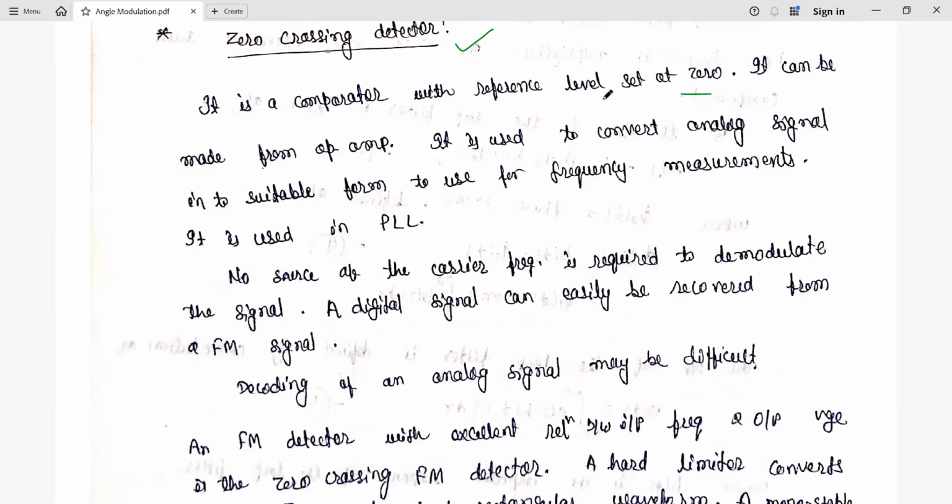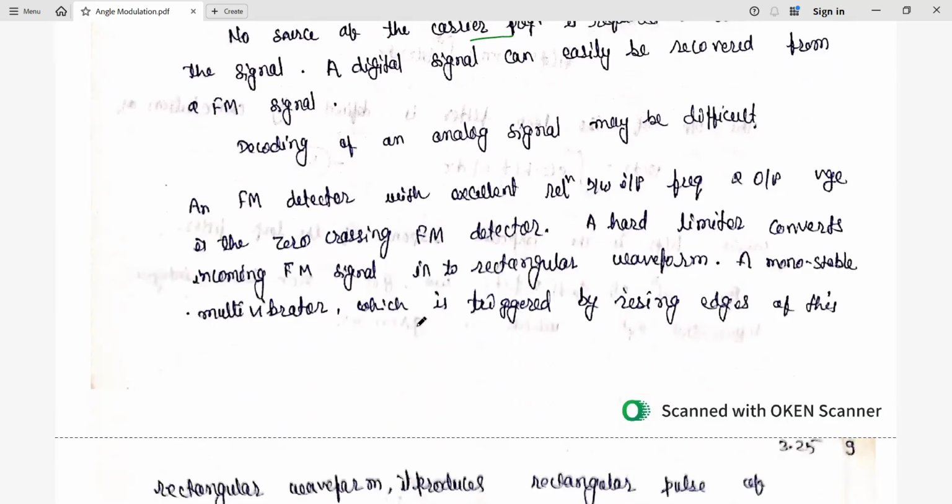If you see here, it helps to convert the analog signal into a suitable form. Generally we obtain the rectangular form. And it does not use the carrier frequency here in the case of the demodulation part. So this digital signal can easily be converted from the FM signal. How is it converted from the FM signal? For that, we use the op-amp. Op-amp is an operational amplifier.